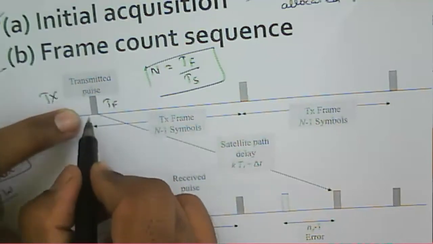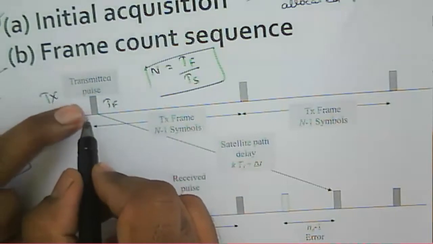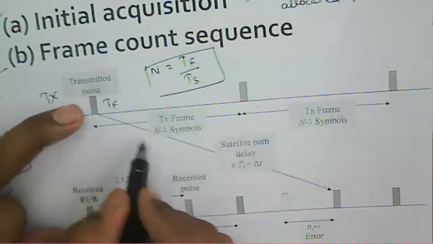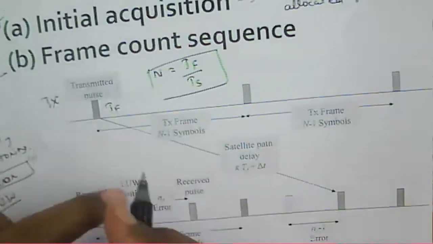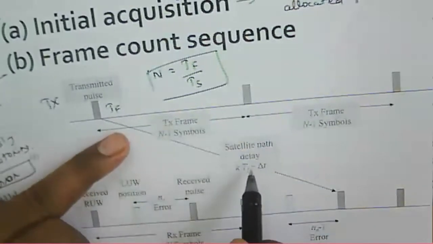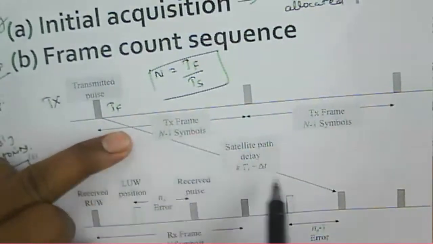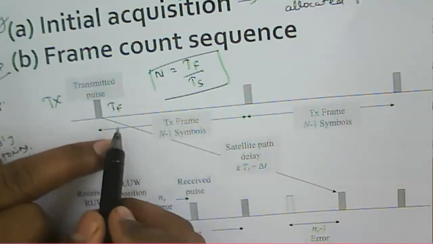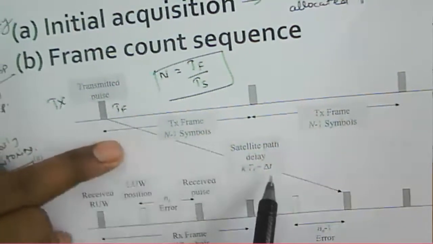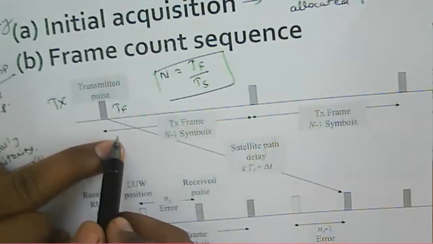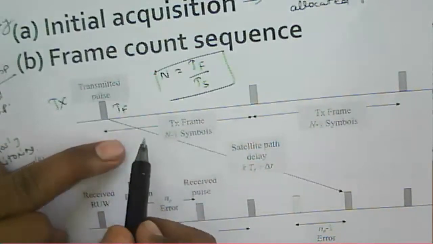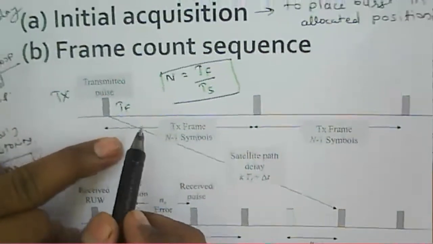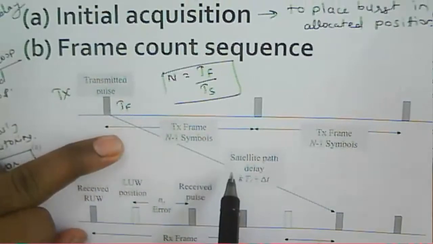So now when the pulse is transmitted from this station, there may be a delay, and then it will be received at this particular receiver. And we don't know what the delay will be, or the round trip delay from the earth station to the satellite.